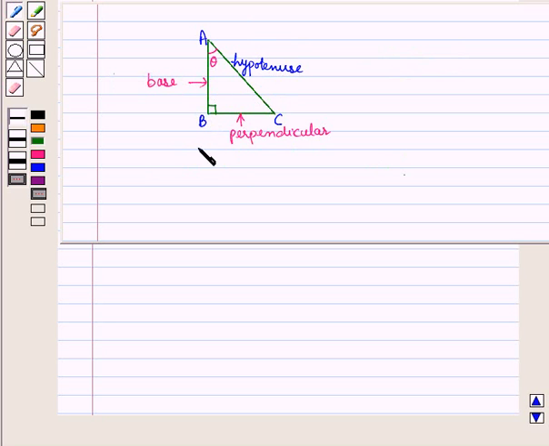And if here we have to find sine theta from this given triangle ABC, in which this is the angle theta, then the side BC will be the perpendicular, side AB will be base, and side AC will be hypotenuse. So sine theta will be equal to perpendicular upon hypotenuse, that is BC upon AC, and cos theta is equal to base upon hypotenuse, that is AB upon AC.